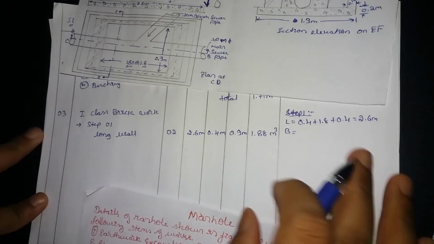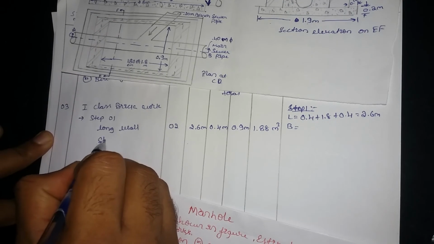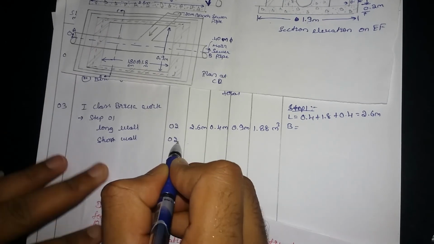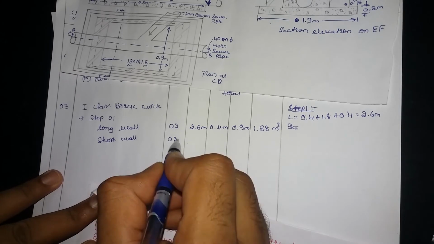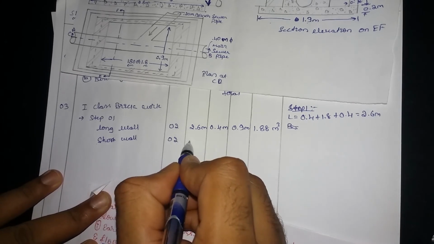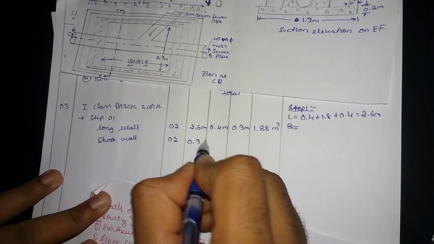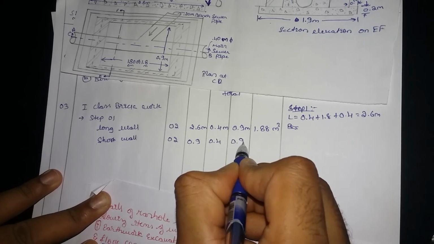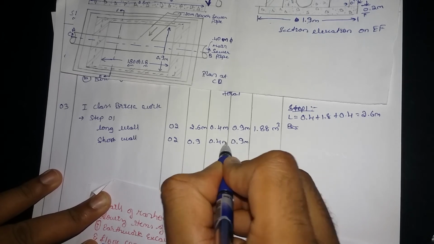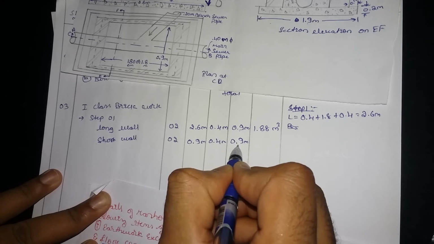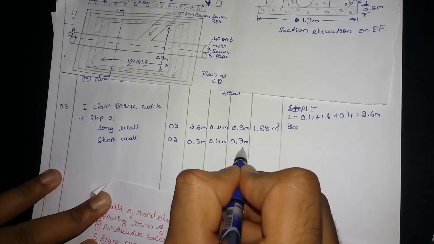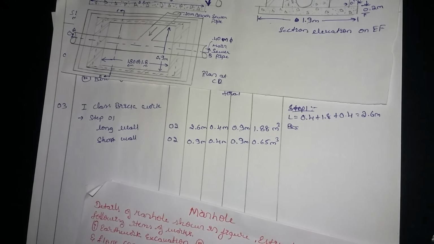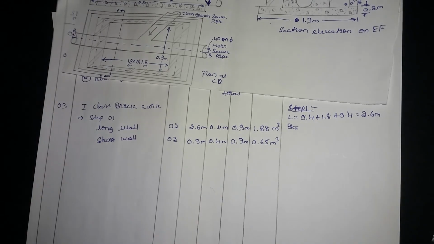Now we are going for the short wall. Number of walls is 2. Now what is its breadth? Your breadth will be inner to inner, it is 0.9. This I told in all the previous videos. Those who have not understood, just go and see that video, you'll get to understand. Now with the same depth and same breadth, if I multiply all this, you will get 0.65 meter cube. So this is your step number 1 wall.